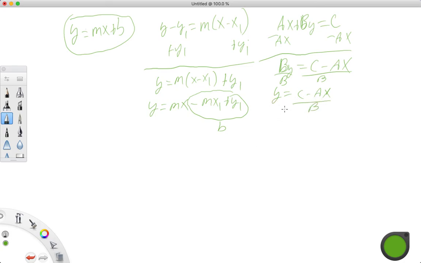And that's getting there. We're not there yet though, right? So let's just rearrange some things, write it a little bit differently. Let's write this as y equals negative a over B times x. That's negative ax over B, and then plus c over B.